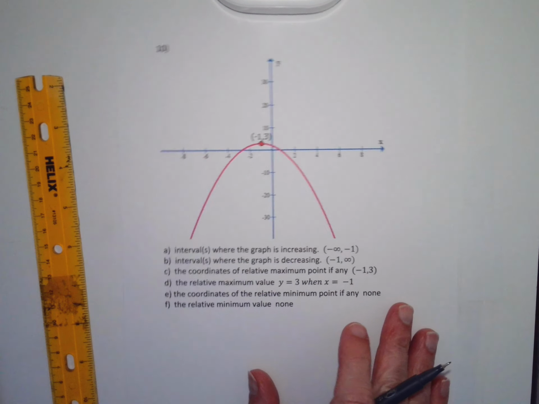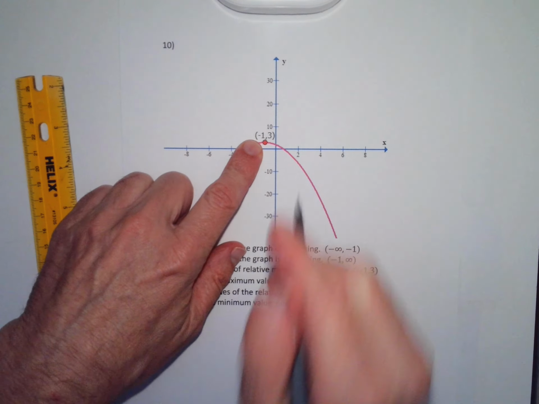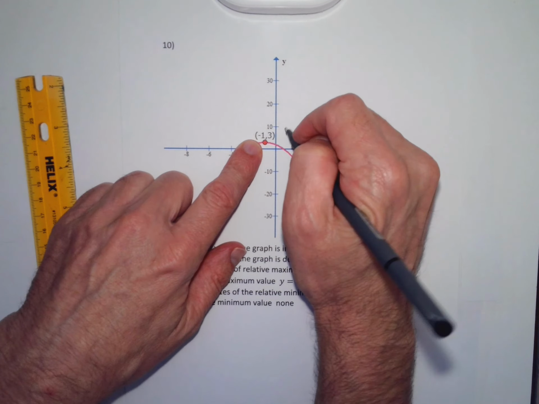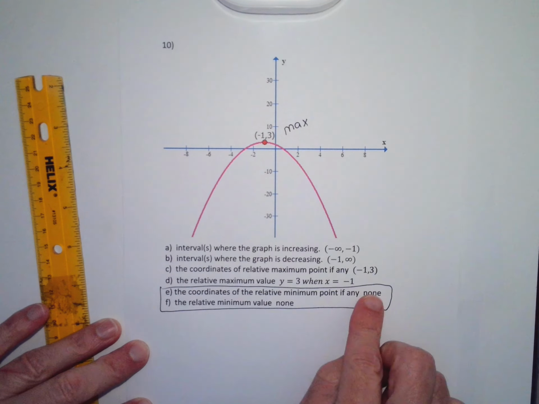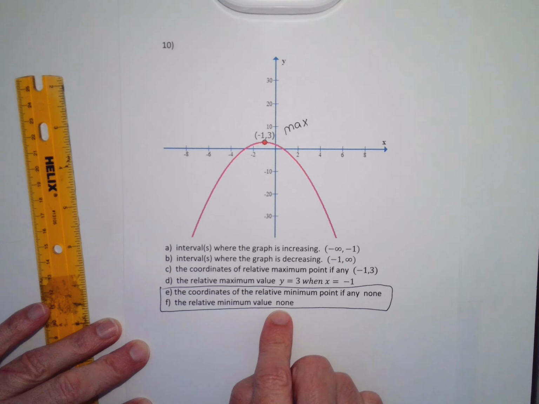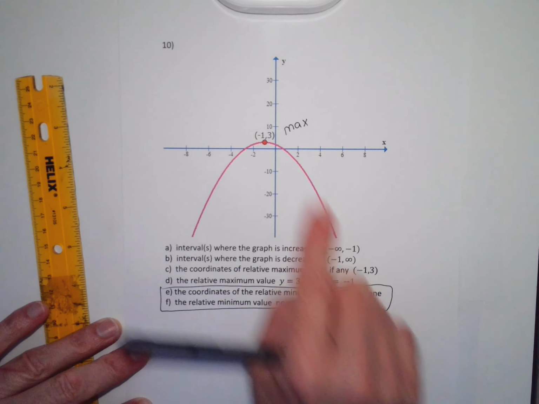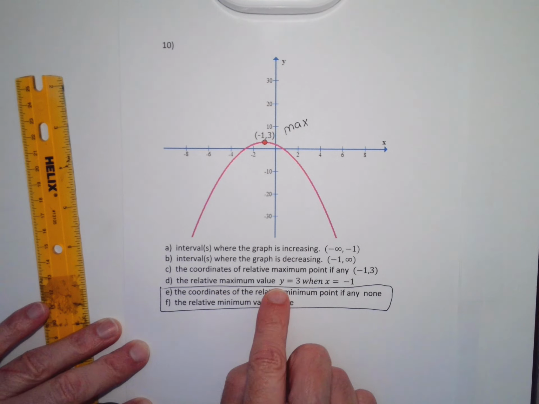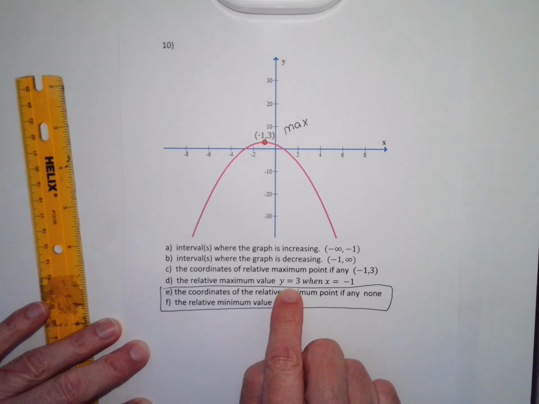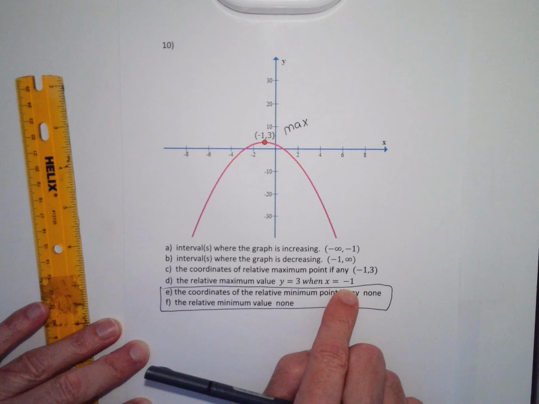So for problem 10, that point -1, 3, it's a maximum point, and there is no minimum point. So when I answered the minimum parts for question 10, I just said there was no minimum point, no minimum value. And then the maximum point was the point -1, 3, and I just said the relative maximum value is the y-coordinate of the maximum point, which occurs when x equals -1.